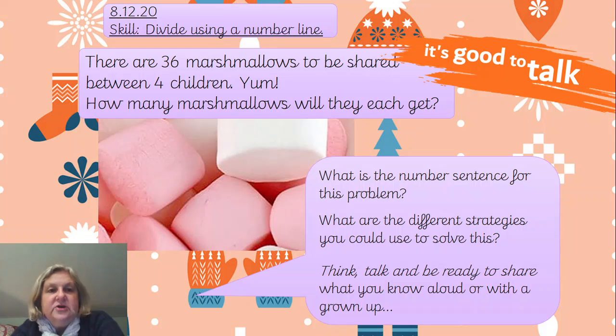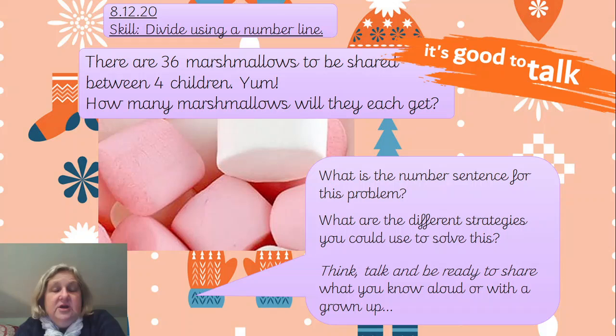So there are 36 marshmallows to be shared between 4 children. Yummy! How many marshmallows will they each get? So the first thing you need to think about is, what is your number sentence for this problem? Is it a division? Is it a multiplication? What are the different strategies you could use to solve this?